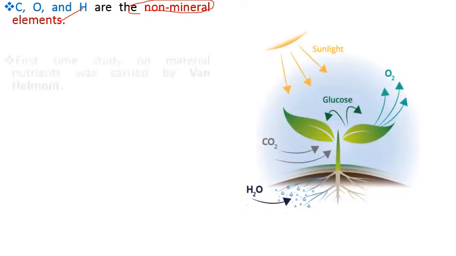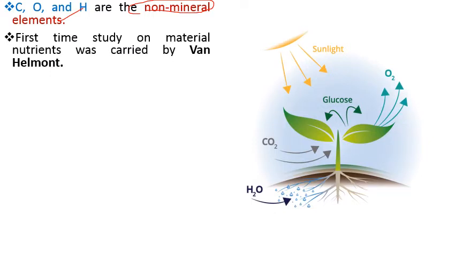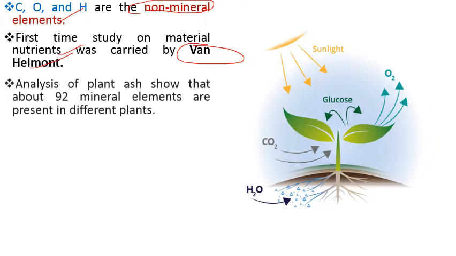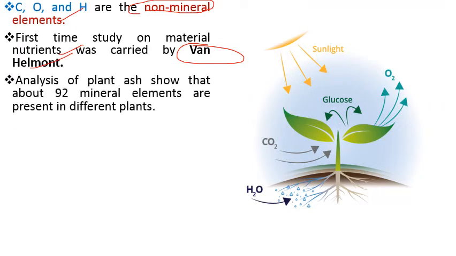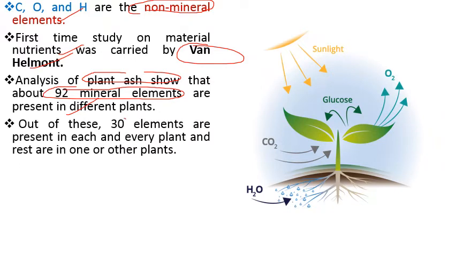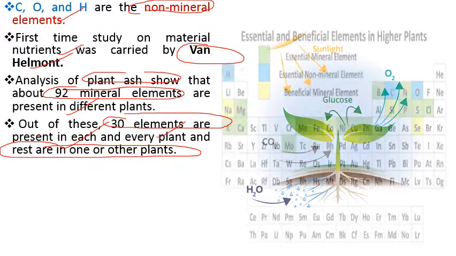The first study which shows that these nutrients play an important role in plants was carried out by Van Helmont. So the first study on plant nutrients was carried out by Van Helmont. The next study was done by De Saussure, who did the analysis of plant ash, which shows that there are 92 mineral elements present in different plants, and out of these, 30 elements are present in each and every plant. All plants have 30 elements present, and the rest are in one or another plant; those remaining elements are not fixed in all, they can vary.